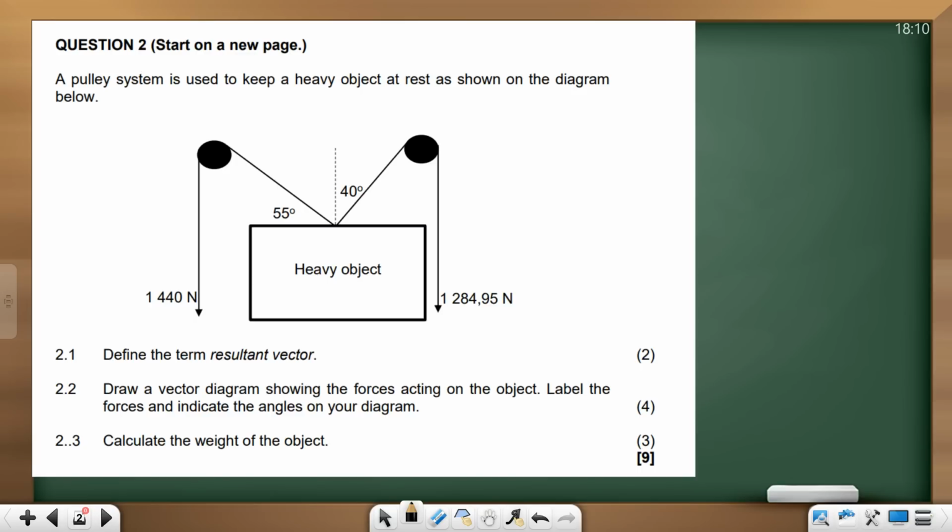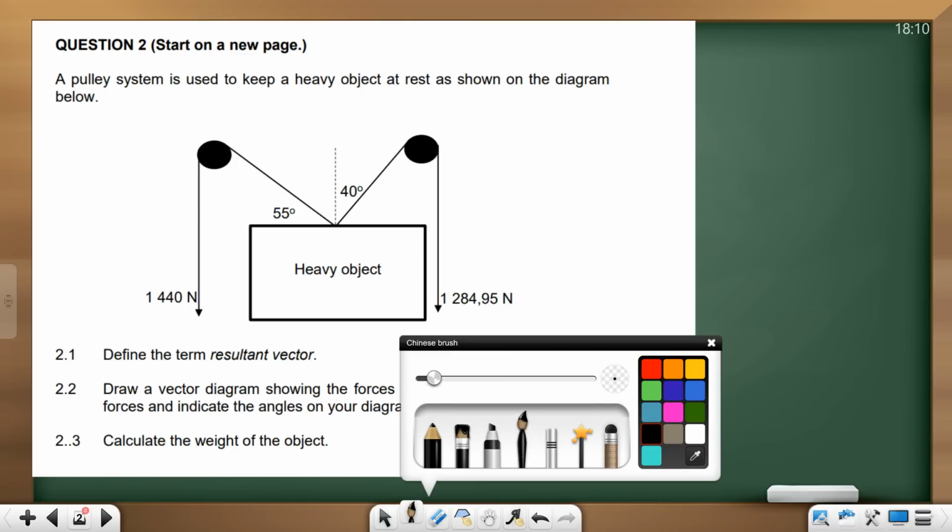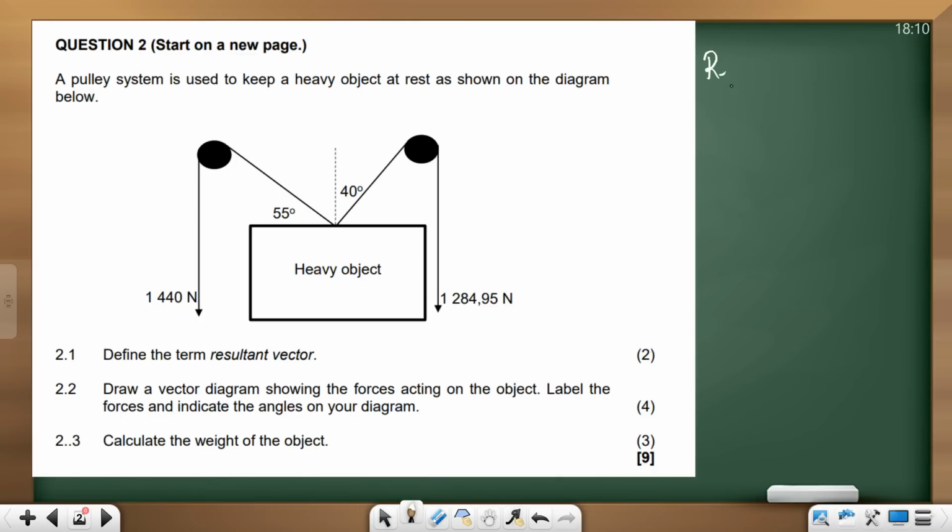A pulley system is used to keep a heavy object at rest as shown in the diagram. So we have this heavy object, and there are free body diagrams as well. I'm sure you all know. Define the term resultant vector. It is a single vector that has a combined effect of 2 or more, that you must know. The word resultant could be interchanged with the word net, and that's why we write Fnet.